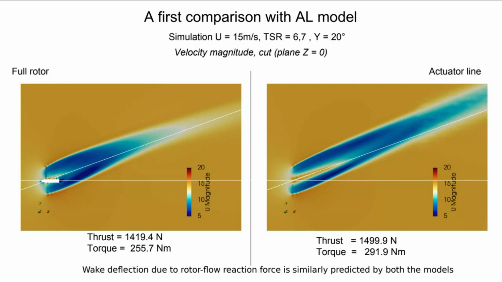Also, the loads that are expected at the rotor from the two models are very close. Maybe there is a bit more torque in the case of the actuator line model, but the error is quite small for this kind of simulation, so it's acceptable.